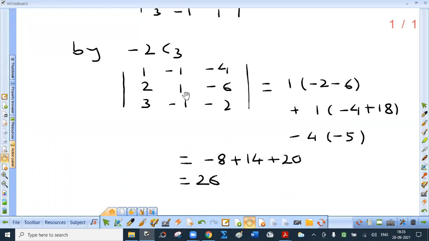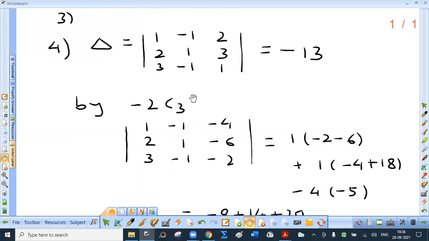Now, if we multiply second column of this by minus 2, expected value is 26 into minus 2, that is minus 52. And if we multiply first column by minus 2, then minus 52 into minus 2, that is 104. This means we have multiplied all the three columns, that is all the 9 elements by minus 2. So value of the determinant is minus 2 into minus 2 into minus 2, that is minus 8 times minus 13. Yes, it is 104 only.